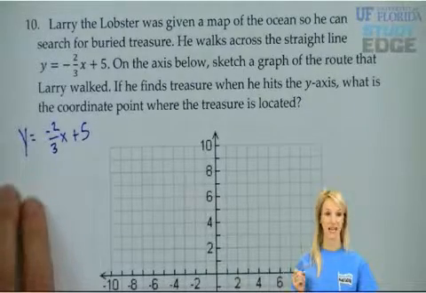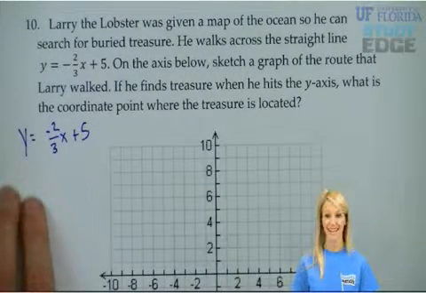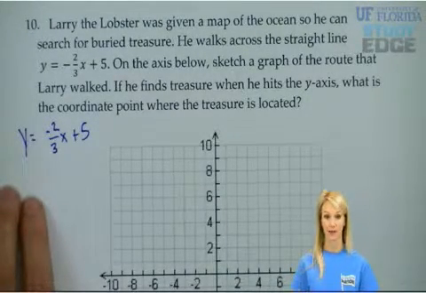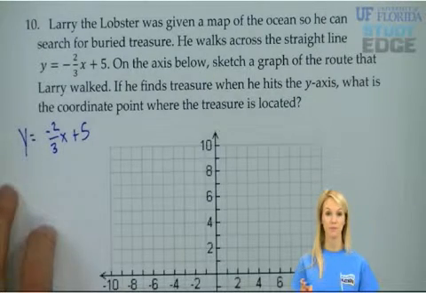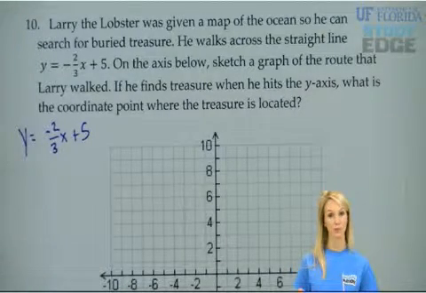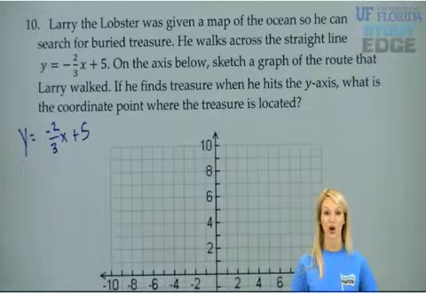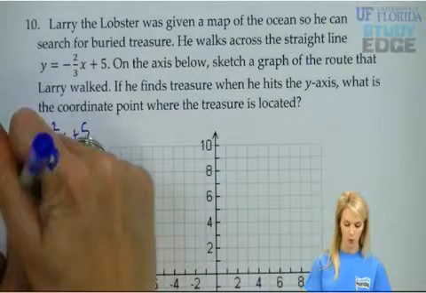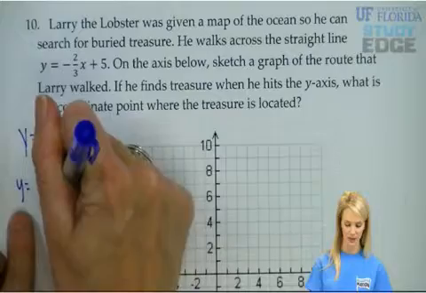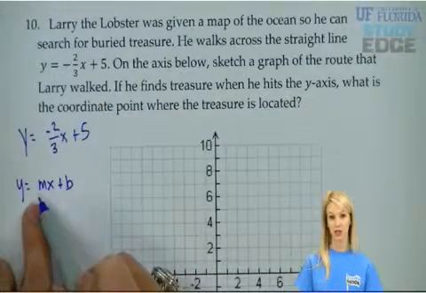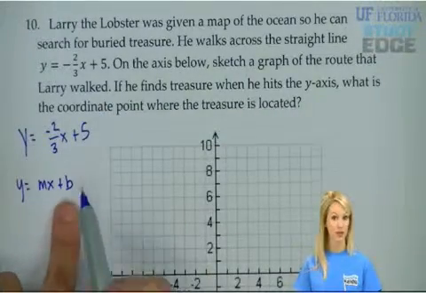Is our line in y equals mx plus b form? Yes, which is awesome. Why? Because when it's in y equals mx plus b, we can easily see what our slope is and easily see what our y-intercept is. Remember, y equals mx plus b. M is your slope, and b is your y-intercept.